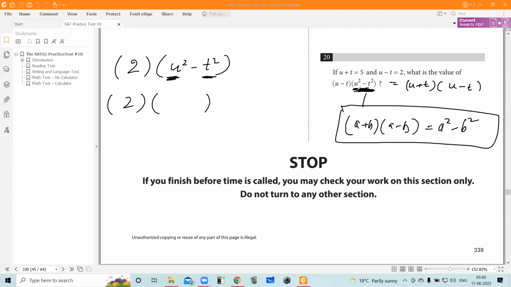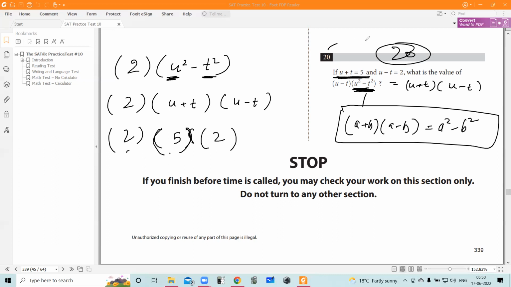So instead of u squared minus t squared, I can write u plus t times u minus t. So 2 times, u plus t is 5, times u minus t is 2. How do you know u plus t is 5? It's given in the question. So 5 times 2 is 10, 20. We're having 20 as the answer. So remember these 3 identities. So how much will be a plus b whole squared?